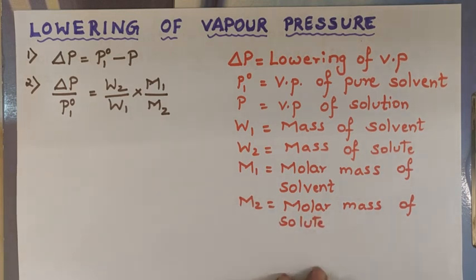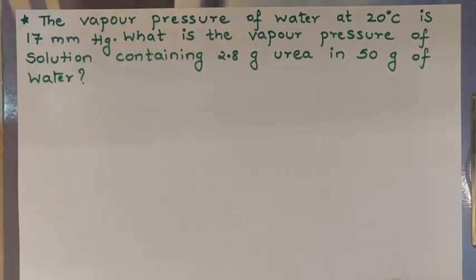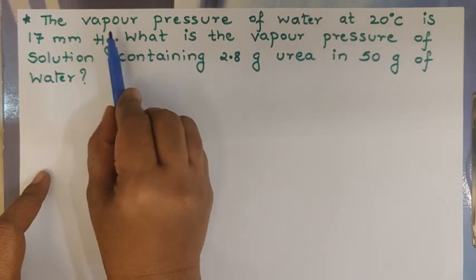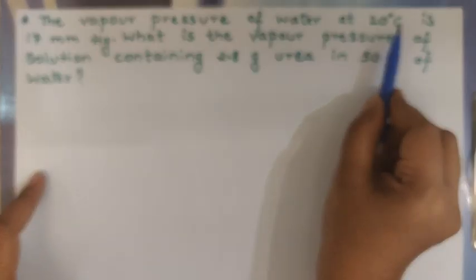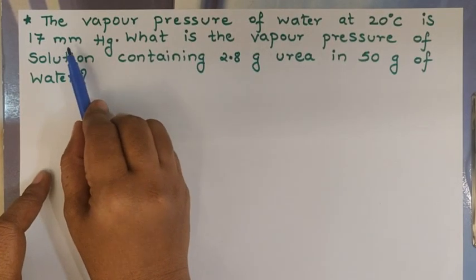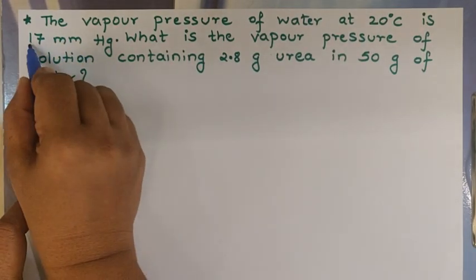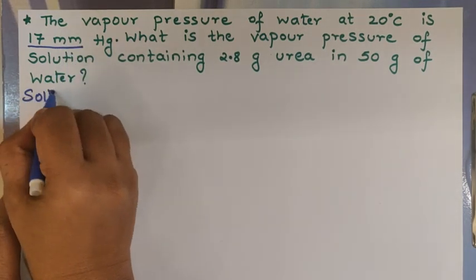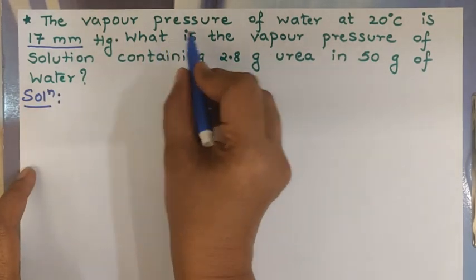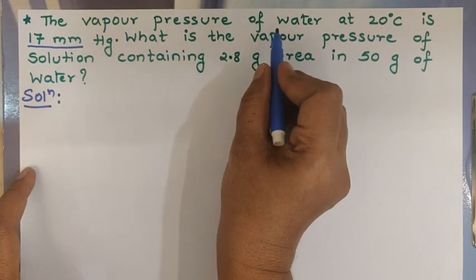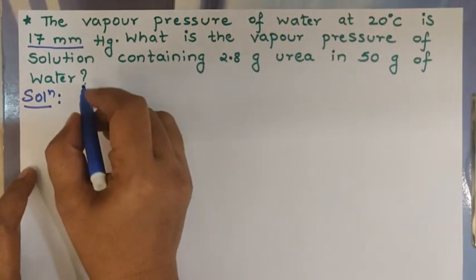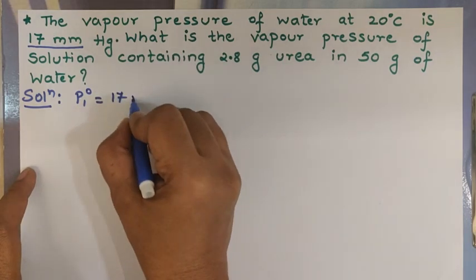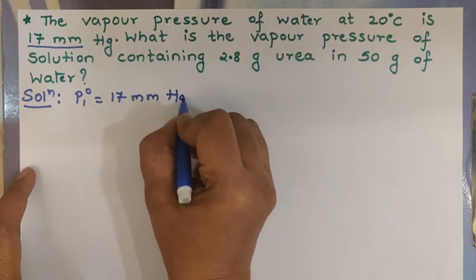Now, let's begin with the numerical. Listen, the vapor pressure of water at 20 degrees Celsius is 17 mm of mercury. So, we are having the first value here. So, how will we be solving this? Let's start. Vapor pressure of pure water, that means this must be the solvent. And for solvent, we have the notation P1 naught equals 17 mm of mercury.